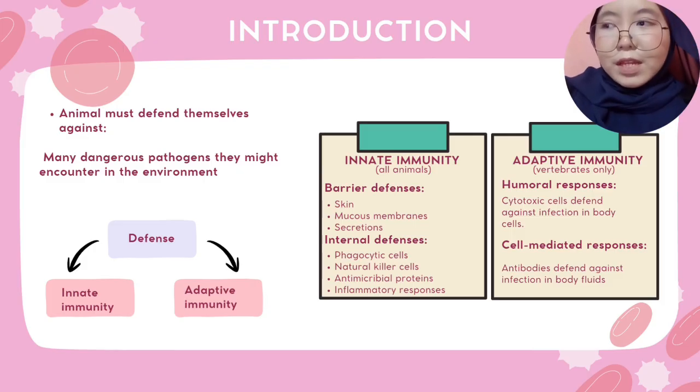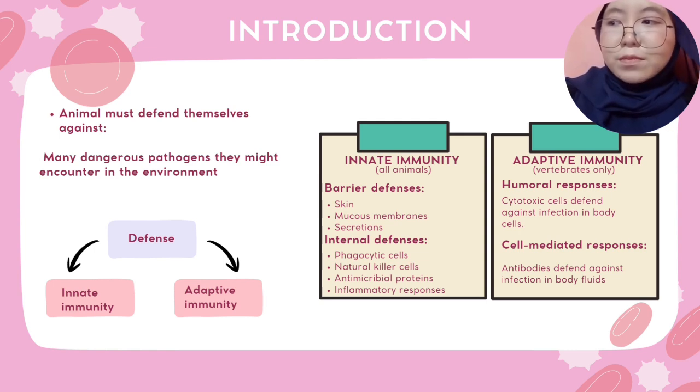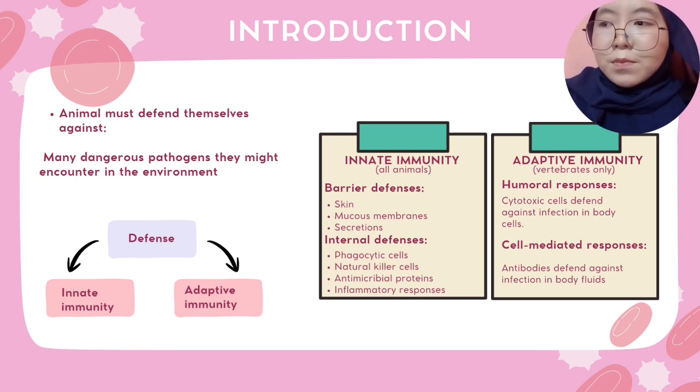Animals must defend themselves against many dangerous pathogens they might encounter in the environment. The types of defense are innate immunity and adaptive immunity. Innate immunity is found in all animals.